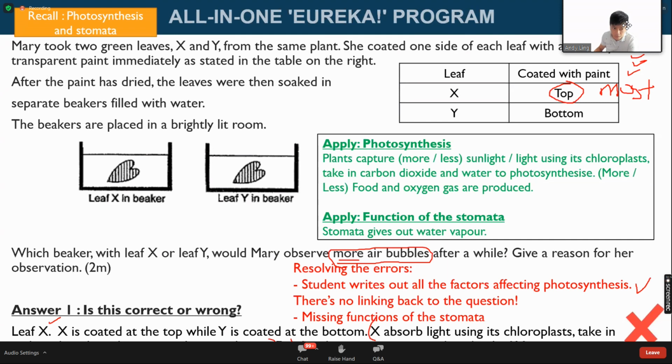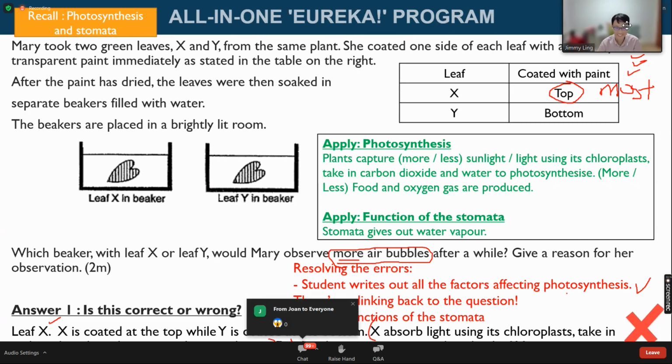Okay? So these are two main mistakes, and there's no linking back. And also there's the missing function of stomata. Exactly. What a pity, this student will get 0 marks already. Do you see that? Even though they have the necessary keywords like photosynthesis, 0. Why think so much, they get 0 marks. What a very pity.